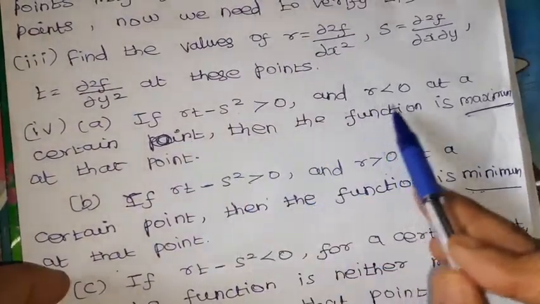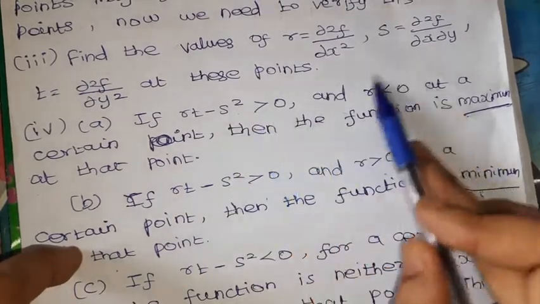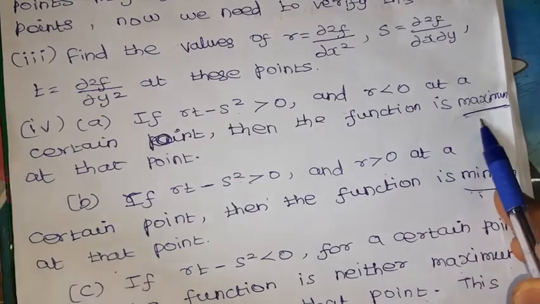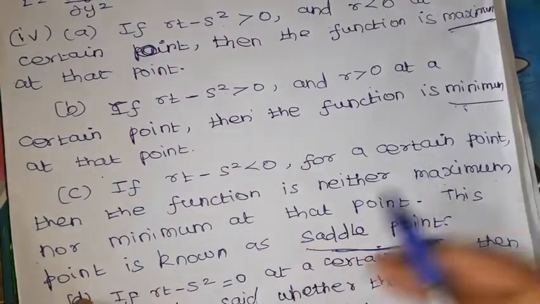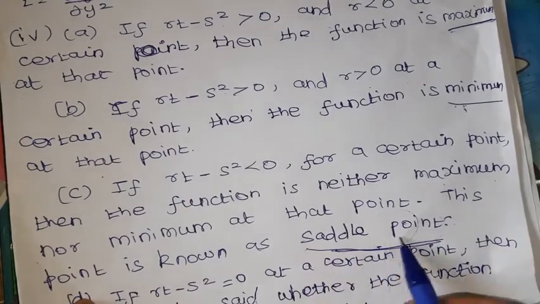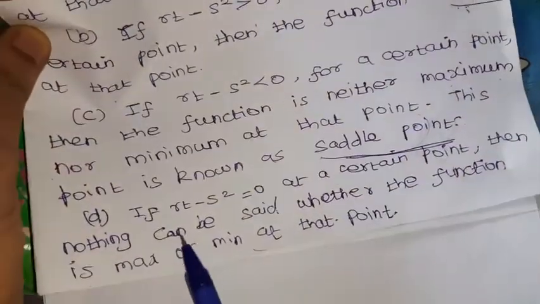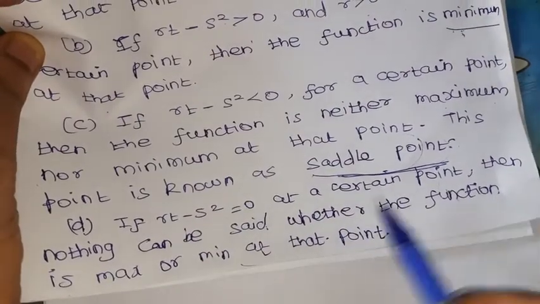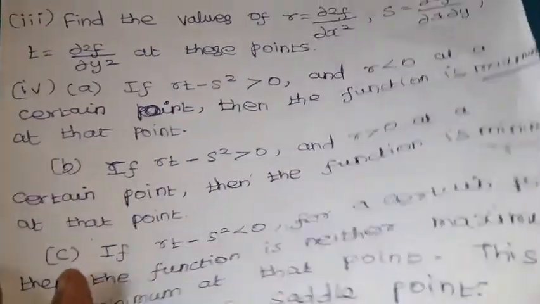If rt minus s squared and r are both greater than 0, the point is minimum. If rt minus s squared is greater than 0 and r is less than 0, it is a maximum point. If rt minus s squared is less than 0, it is neither maximum nor minimum, and that point is known as a saddle point. If rt minus s squared equal to 0, further investigation is required. Nothing can be said whether it is maximum or minimum. We'll see.